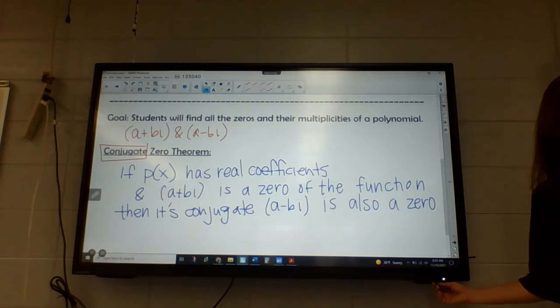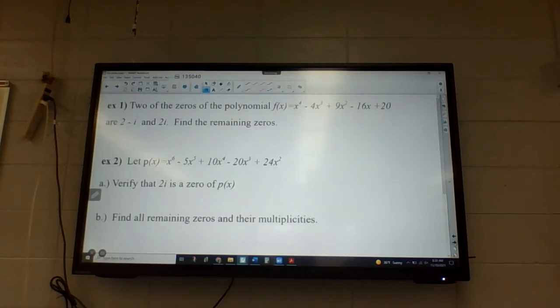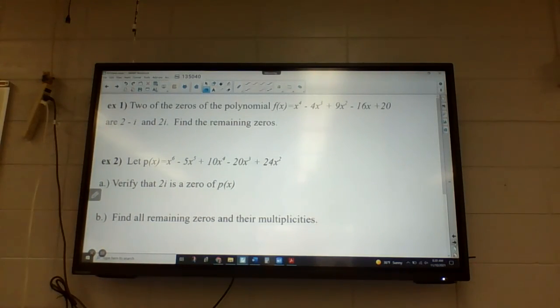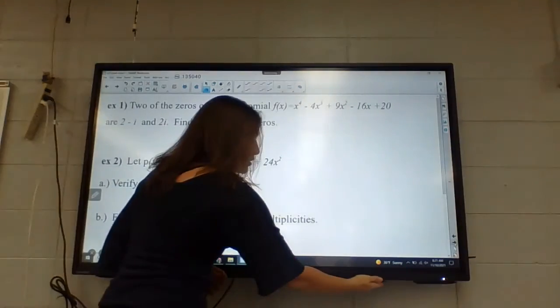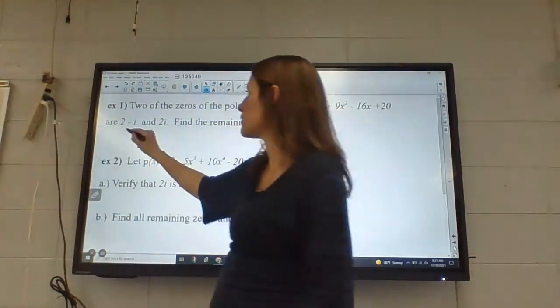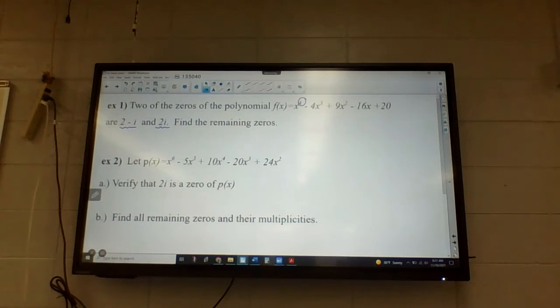We're going to look at that in this first example here. There's not a lot of space because you don't need a lot of work for it. It says two of the zeros of this long polynomial are 2 minus i and 2i. Find the remaining zeros. How many zeros should we have? We should have 4 zeros because of the fourth power. If they give us 2 of the zeros already and they're imaginary, we can assume their conjugates are also going to be zeros. What's the conjugate of 2 minus i? 2 plus i.